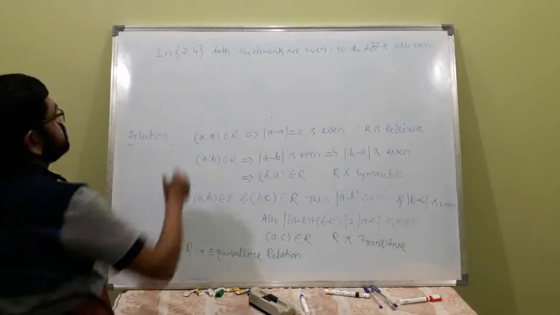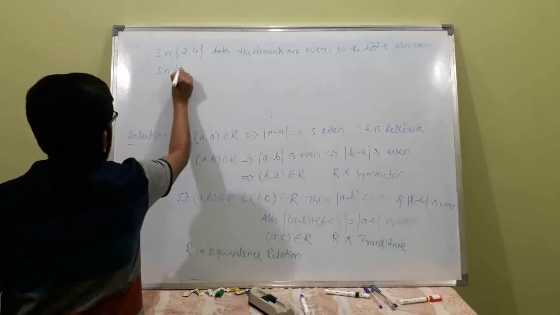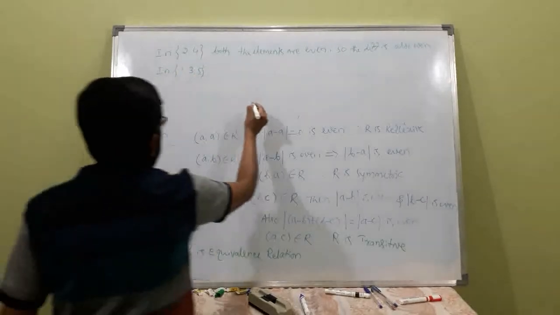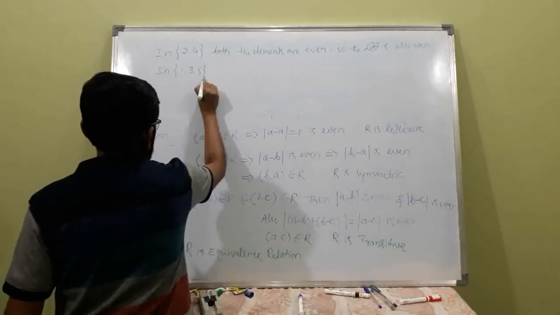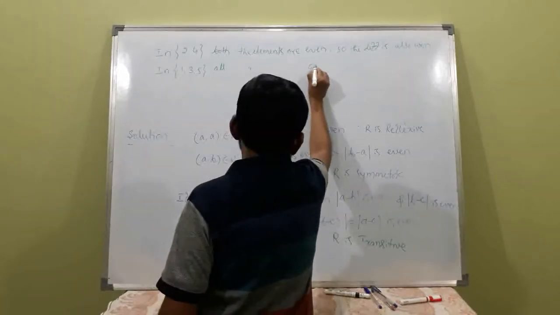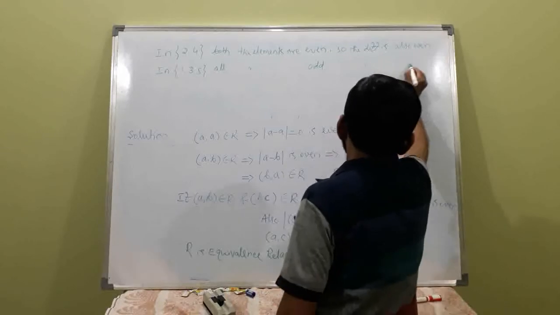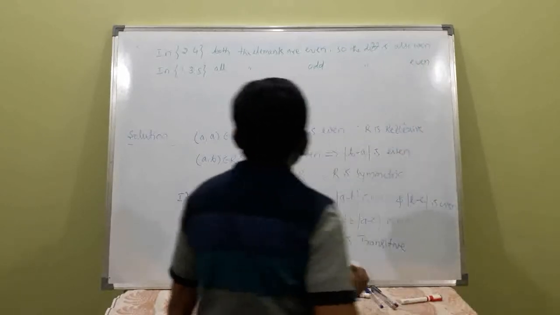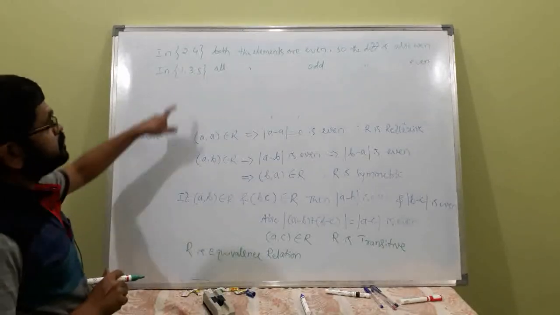So this is a relation. 1, 3, 5. Here all the elements are odd. So the difference is even. Difference of two odd numbers is even.